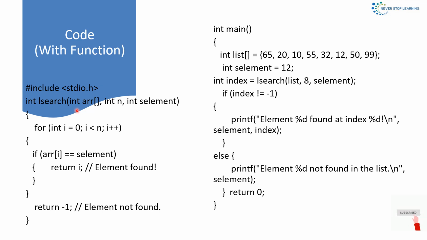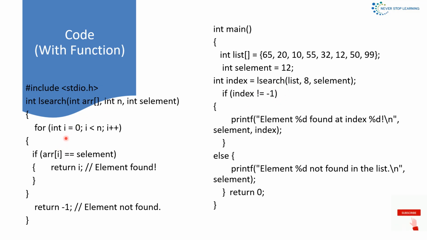So here I am again creating an array with name ARR of integer type. This entire array with name list will be coming here, and it will be assigned to this ARR. This size 8 is coming in the variable n, and this s element is coming here. Again I am taking the same variable name s element. So here all this data is coming as soon as I am calling this function.